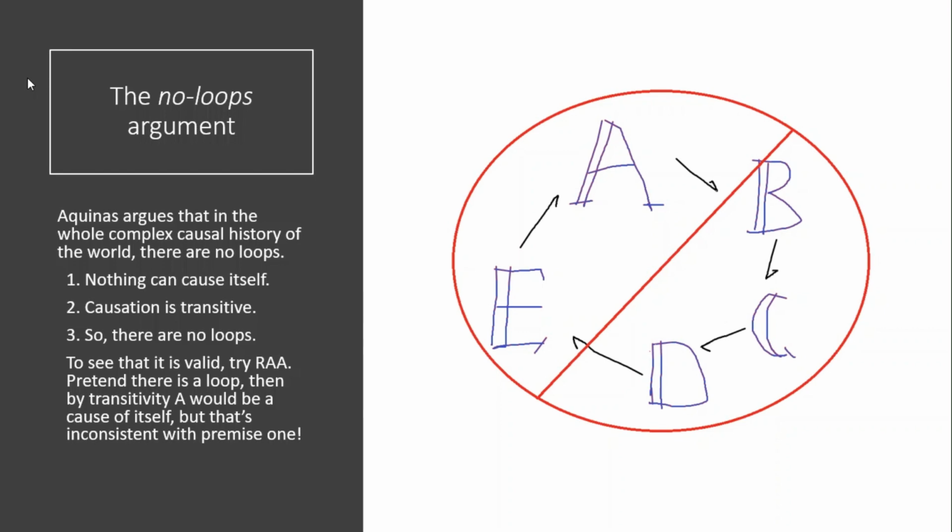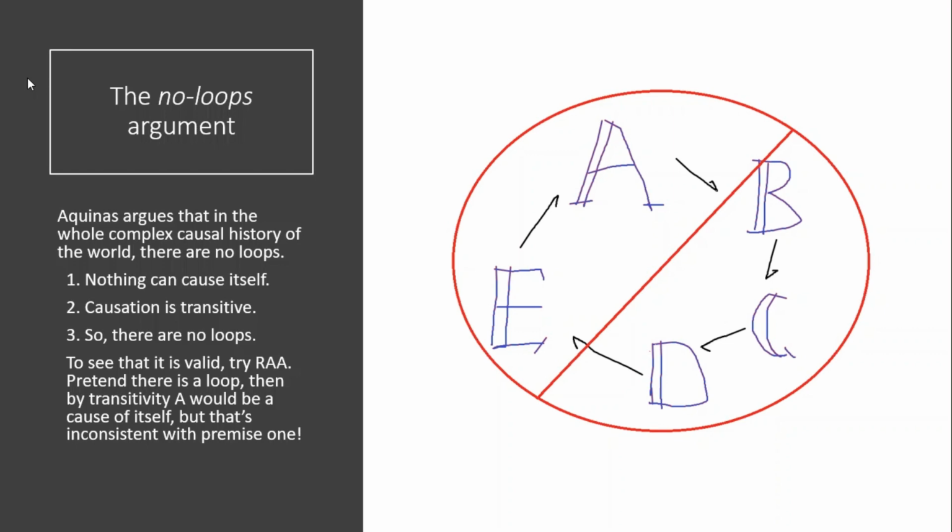You can see it by using reductio ad absurdum. Remember how that works. Assume the premises are true and the conclusion is false. So let's assume that nothing can cause itself and that causation is transitive. And we'll assume that there are loops. Take, for example, this loop on the right. Pretend that A causes B and B causes C, C causes D, and D causes E, and E causes A.